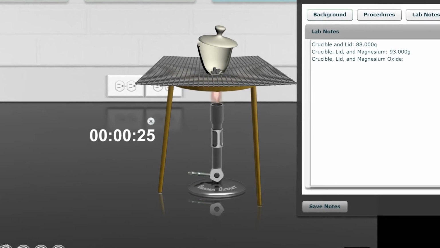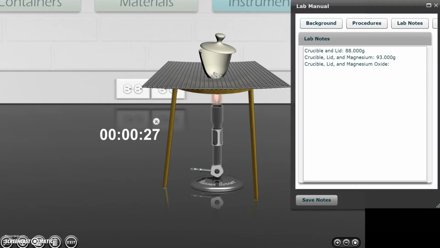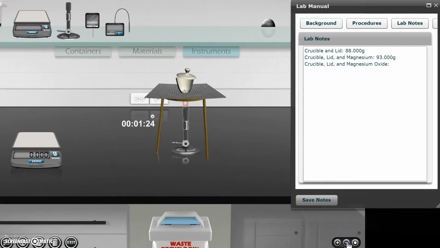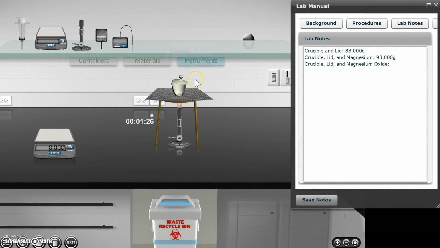Let's have a closer look at this reaction. Did you see that? We can tell that magnesium combined with oxygen to form magnesium oxide because of that color change from dark gray to white. So now, for time-saving purposes, I will fast forward through the remaining minute or so of heating. Now we will allow the crucible to cool for 1 to 2 minutes.